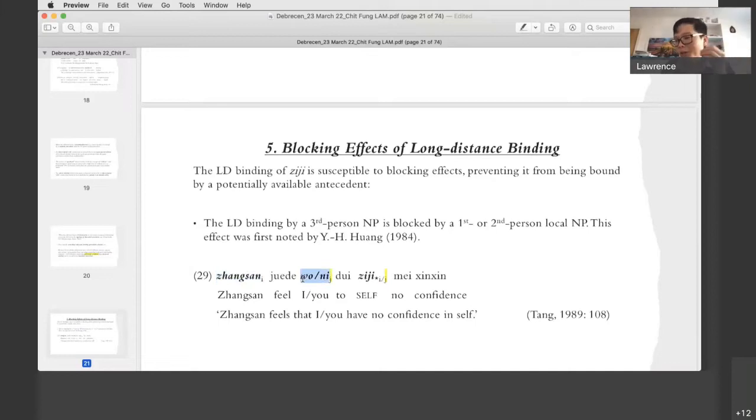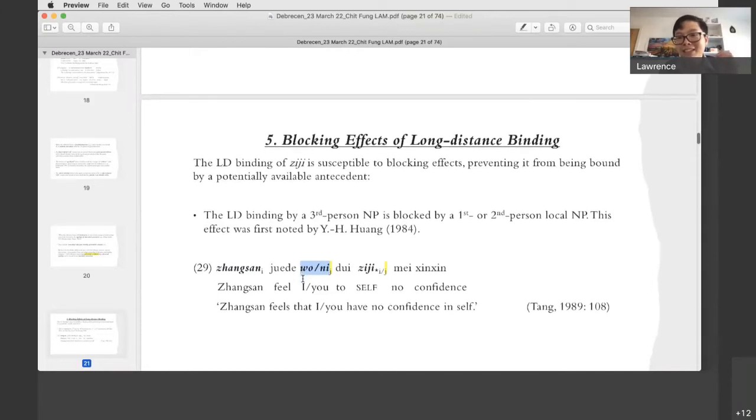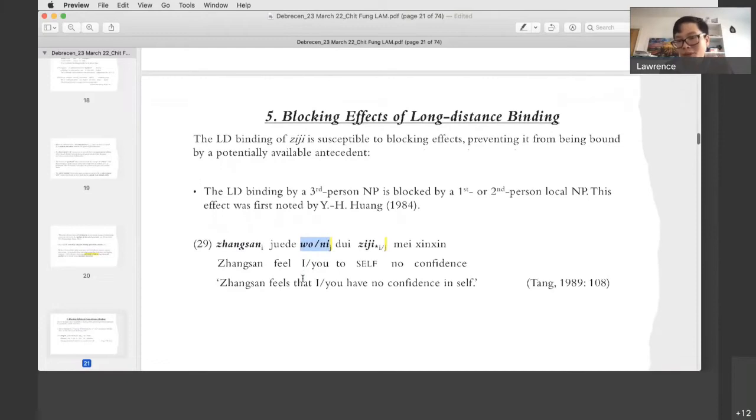If we look cross-linguistically, if we study long-distance binding in other languages like Icelandic, usually we don't really see this kind of blocking effect. So it seems that Chinese is rather unique in that sense. I'll try to give some explanation of why this kind of thing happens, and what past proposals have suggested about the blocking effect.